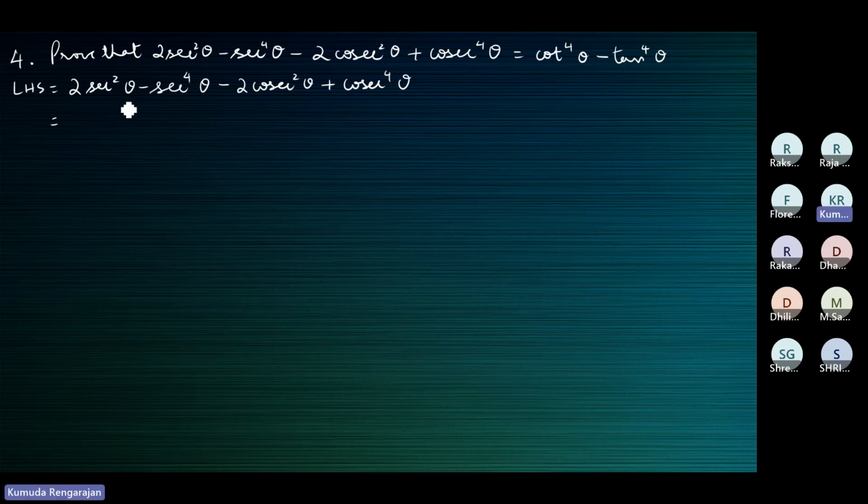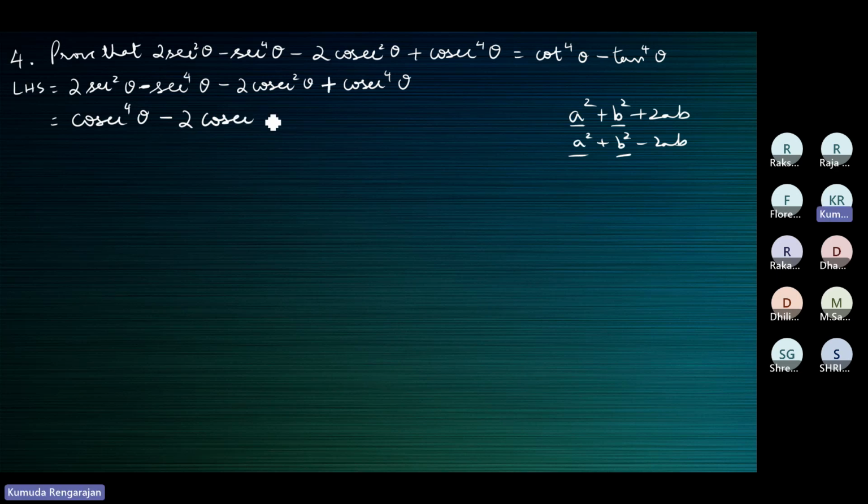So now the first thing you'll have to do is arrange the terms based on the signs. You know that in the identity, a square and b square are positive. It's a square plus b square plus 2ab, or it is a square plus b square minus 2ab. That is, in these two identities, a square and b square are always positive. So you can see here positive cosecant theta to the power 4. Let's write that first. This is the a square term, and its corresponding ab term is minus 2 cosecant square theta.